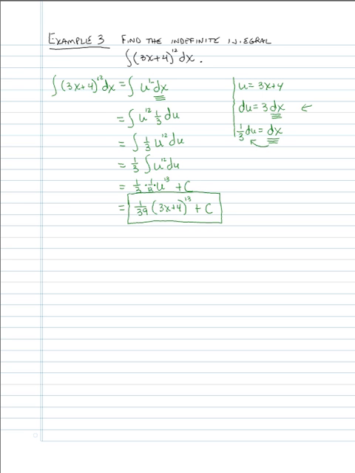And like I said, it doesn't always work out so nicely as it did in this case. And in this case, it didn't work out so nicely as it has in the previous cases. But we can still accomplish it.